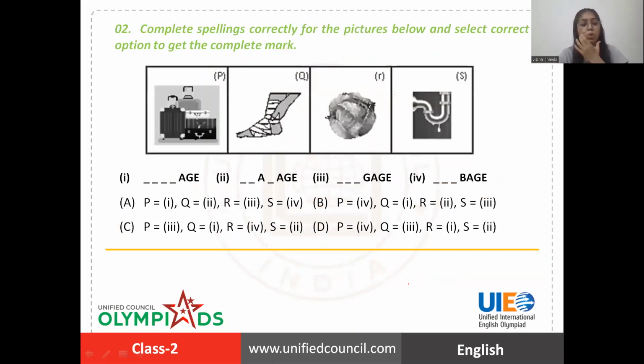Now we have one more question based on the same pattern. What is this in P? Baggage. What is in Q? It is a bandage. And what is in R? It's a cabbage. And last but not the least, in S, it is leakage.